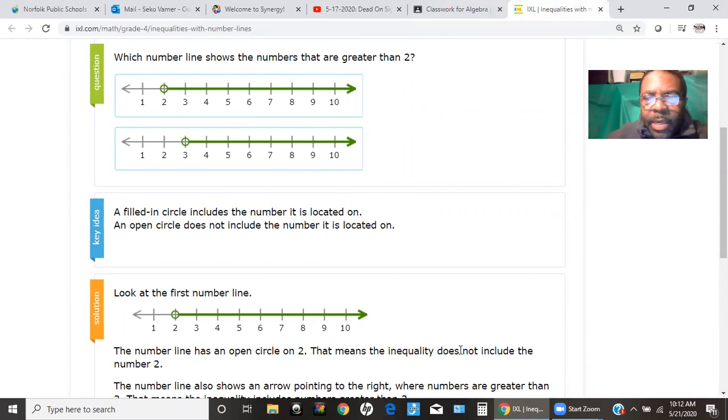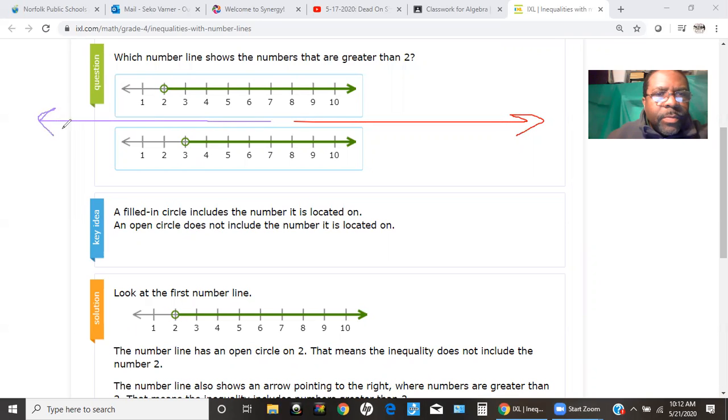So let's keep in mind when we're looking at number lines, things that go this direction go greater. All right. So in this direction is greater. And in this direction is lesser. So it's the greater than section. This is the lesser than section. Greater than, lesser than, okay? So which number line shows the numbers that are greater than 2?